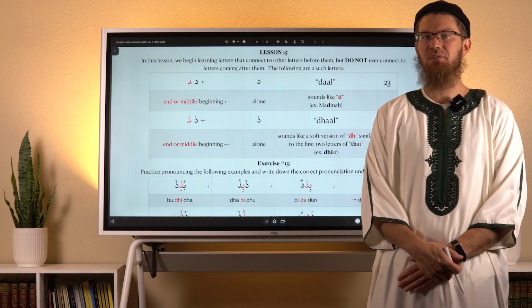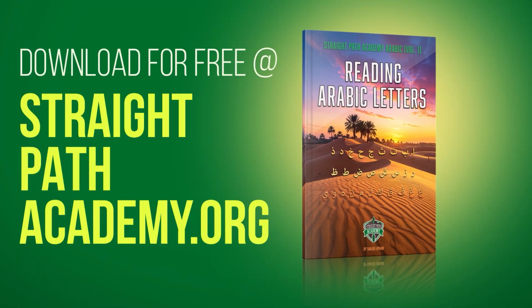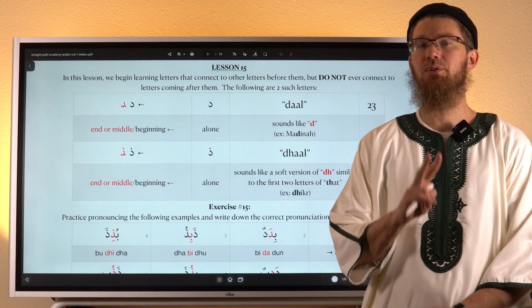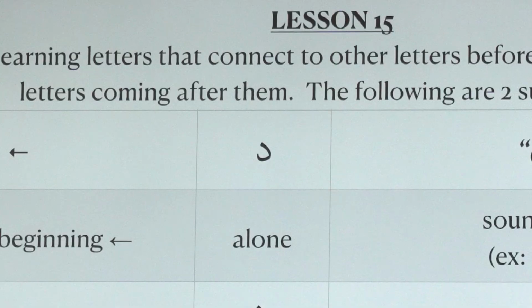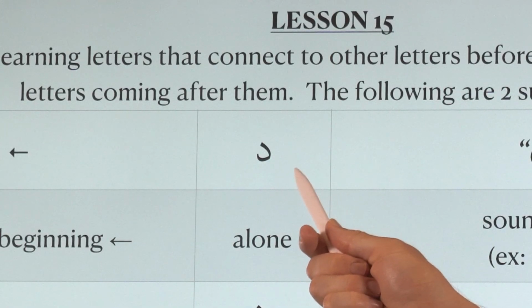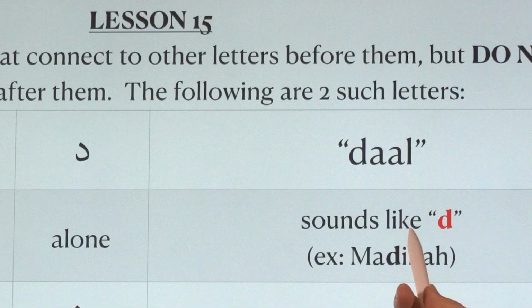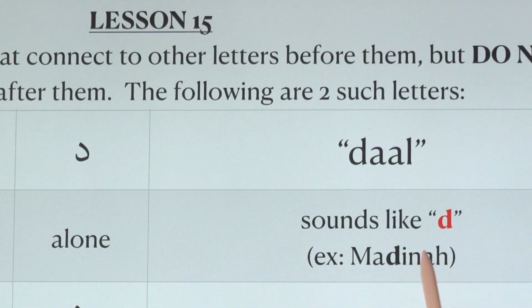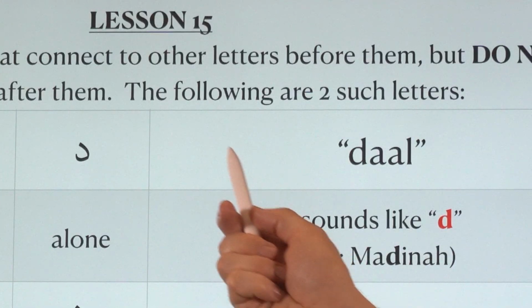And welcome to lesson 15 of Straight Path Academy Arabic Volume 1, Reading Arabic Letters. In this lesson, we learn two new letters. Firstly, this is the letter Dal. And the letter Dal sounds like the English D. So for example, that D sound in the word Medina is the letter Dal.